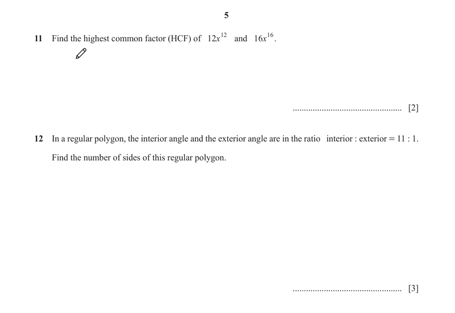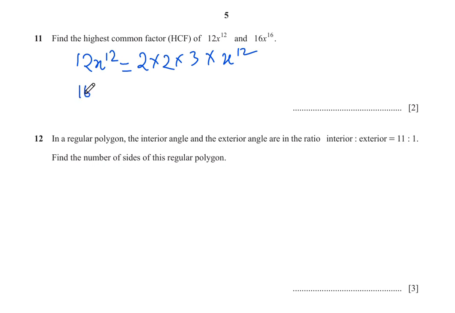The 11th question is: find the highest common factor, that is the HCF, of 12x to the power of 12 and 16x to the power of 16. So what is the HCF? That we are going to find out. Here, 12x to the power of 12: find the prime factorization of that. 4 threes are 12, and 4 you can write as 2 into 2, so it is 2 into 2 into 3 and x to the power of 12.